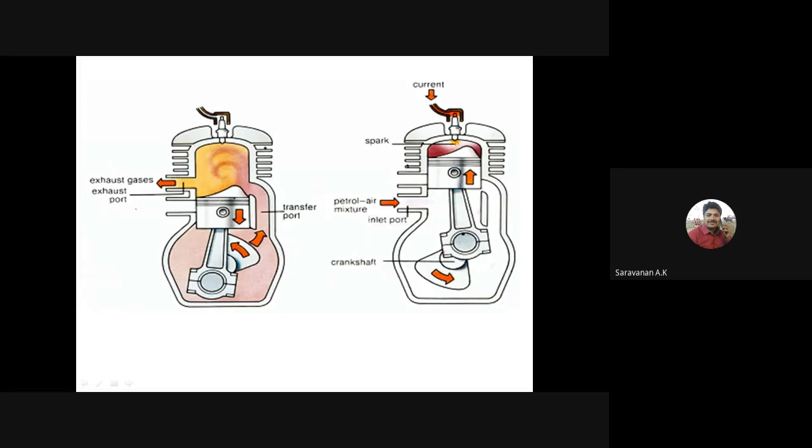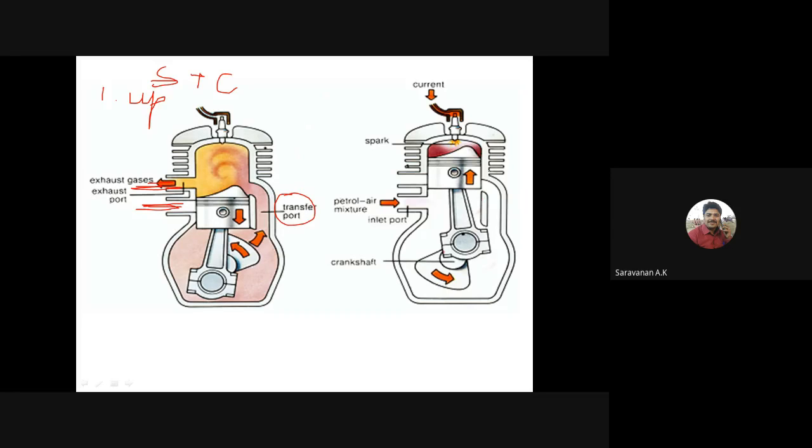We can see the process here. It is the inlet port and it is the exhaust port. Here one more port is there, that is called the transfer port, right? So the first stroke is called the upward stroke. In the upward stroke, suction as well as compression takes place, right?